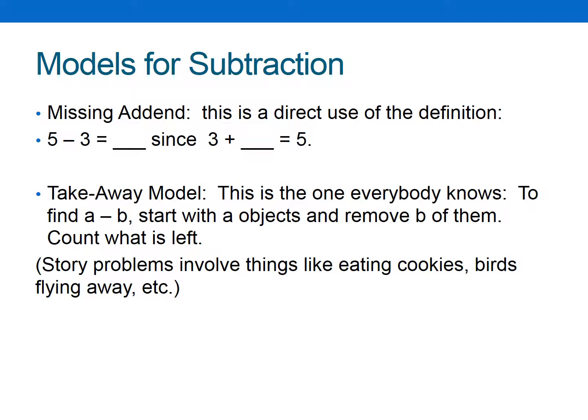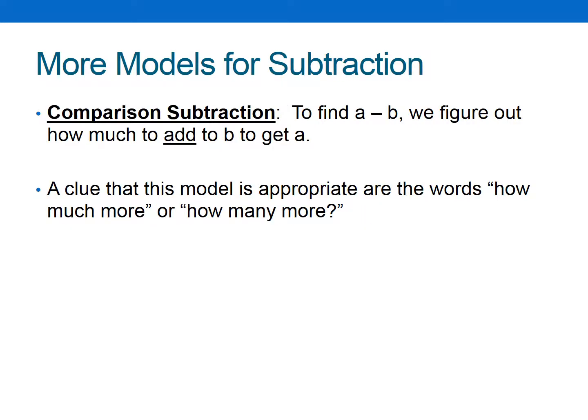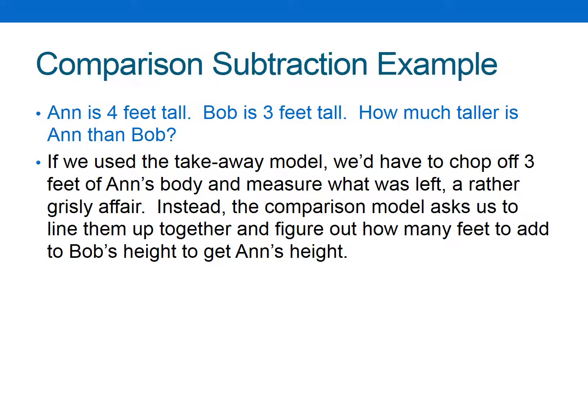The birds were on the clothesline and a certain number flew away. How many are left on the clothesline? That kind of thing. One that does occasionally confuse some students is comparison subtraction. And that tells us that A minus B is what I need to add to B to get back to A. And a clue that this is really the model we're using. In a story problem, you'll see something that says how many more, how much greater than, those kinds of words. So here's a perfect example. Anne is 4 feet tall, Bob is 3 feet tall.